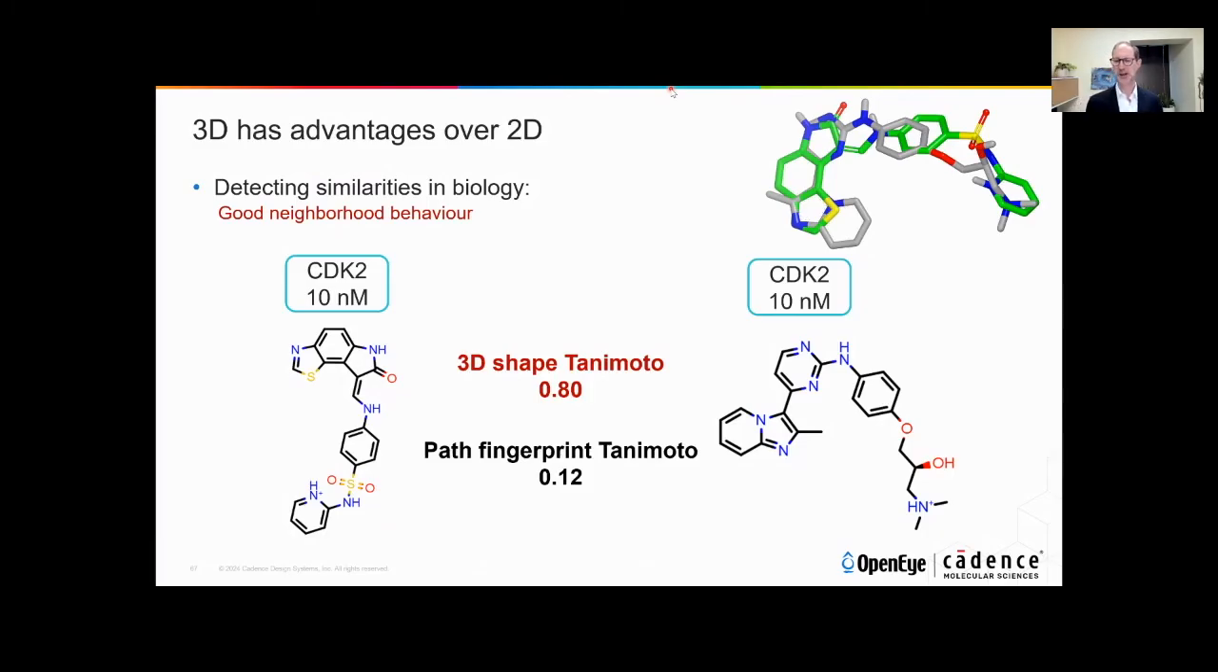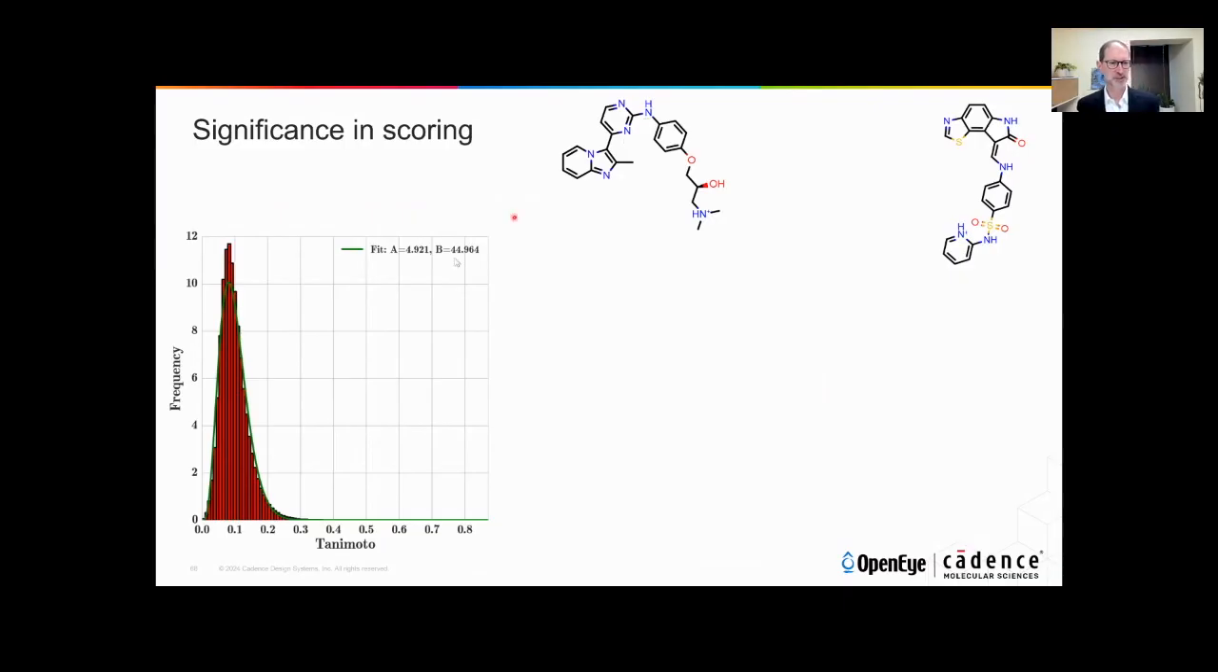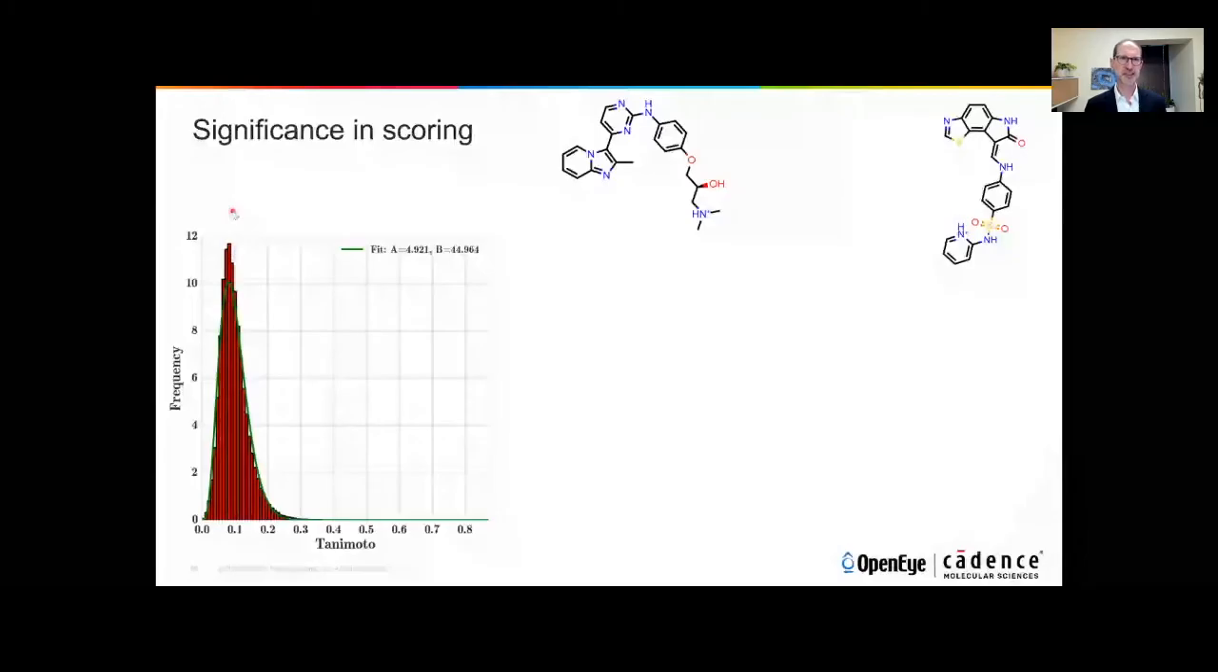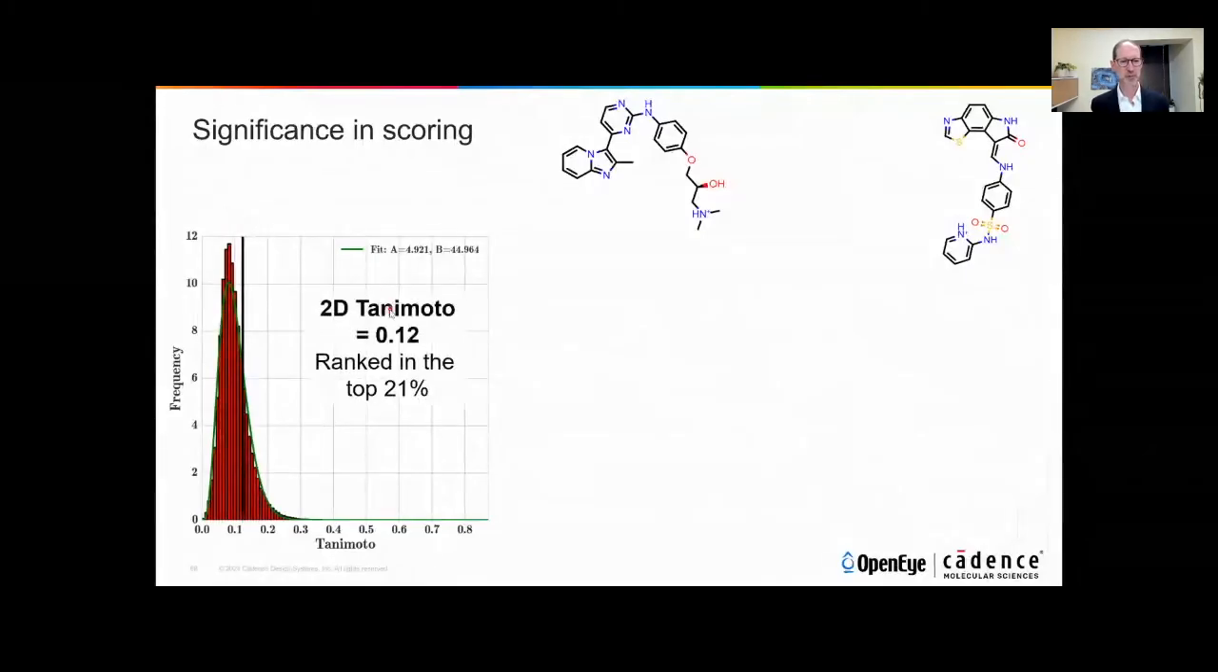And you might say, well, okay, 0.8 is bigger than 0.12, but I don't know how either of these scores distribute. So is 0.12 actually quite a good fingerprint score? Fair question. Luckily, I have an answer. So here is the distribution of path fingerprint Tanimotos for 10 million randomly chosen pairs of molecules out of a database of drug-like molecules. And here, a score of 0.12 is about the 80th percentile or so. So over 20% of all randomly chosen molecules have a path fingerprint similarity greater than 0.12.